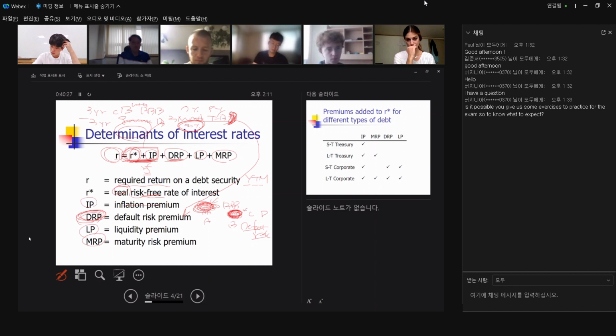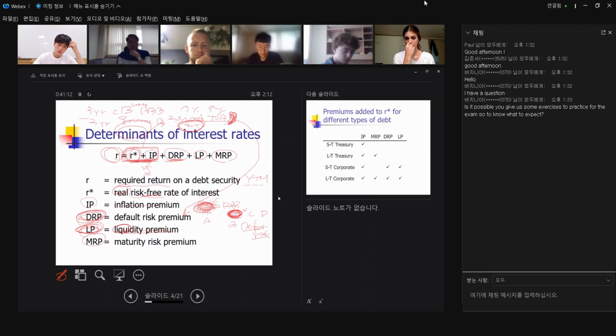Okay, default risk premium. How about the liquidity premium? What is the liquidity premium? The default risk premium reflects the possibility that the issuer will not pay the promised interest or principal at the stated time, right? So that's the default risk premium. How can liquidity premium be defined? LP, liquidity premium, is the premium charged by lenders to reflect the fact that some securities cannot be converted to cash on short notice at a reasonable price. Okay, that's the liquidity premium.